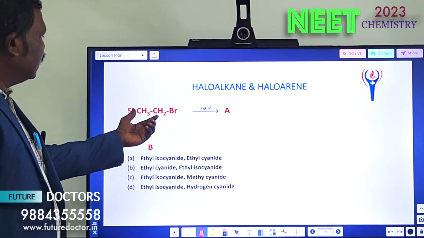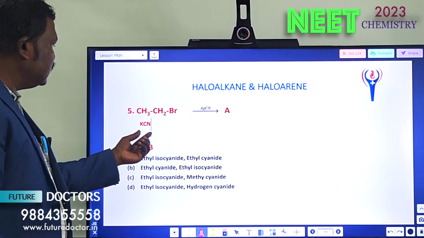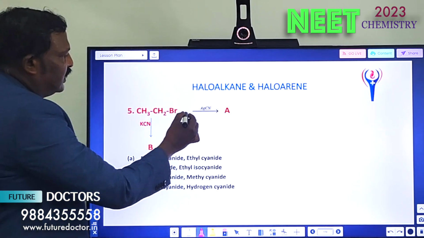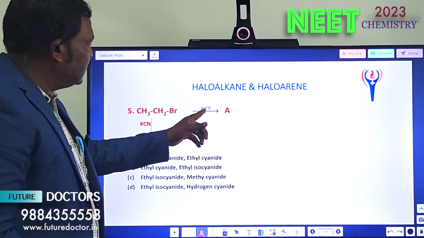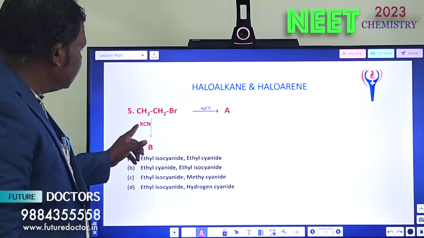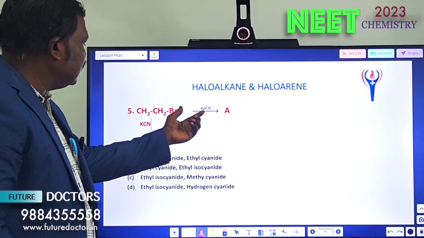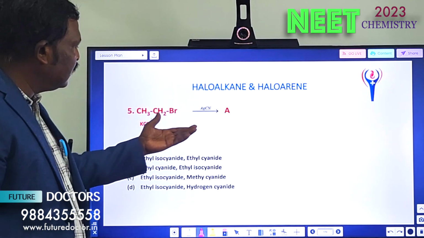Fifth one. Ethyl chloride reacts with AgCN to form A. Ethyl chloride reacts with KCN to form B. See, AgCN has a covalent character, but KCN has an ionic character. So AgCN always forms isocyanate, and KCN always forms cyanide. Just remember this, then only you can answer this.